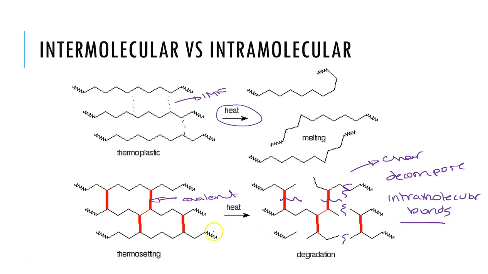So if we apply too much heat to a thermoset plastic, it starts to get rigid and then it will start to burn, decompose, because we're breaking the covalent bonds. Whereas heating a thermoplastic, we break the intermolecular forces, it will turn into a liquid. Okay, and then we're able to mold it and extrude it.